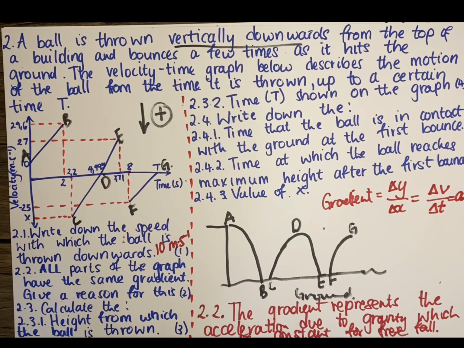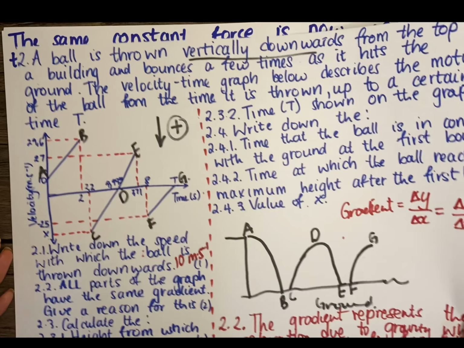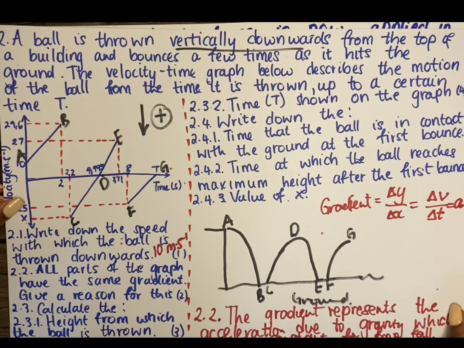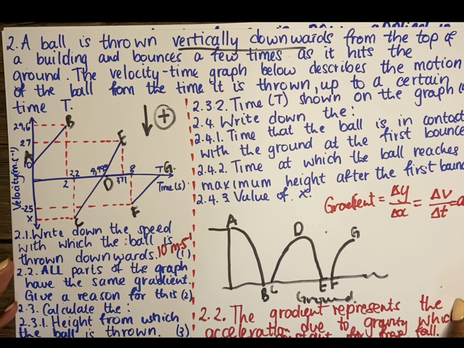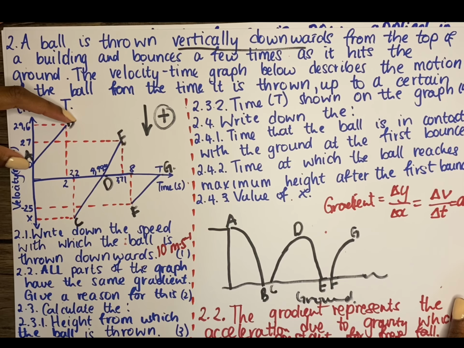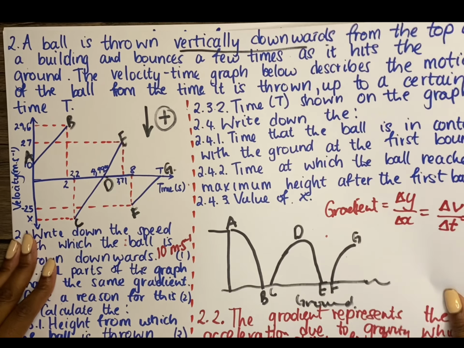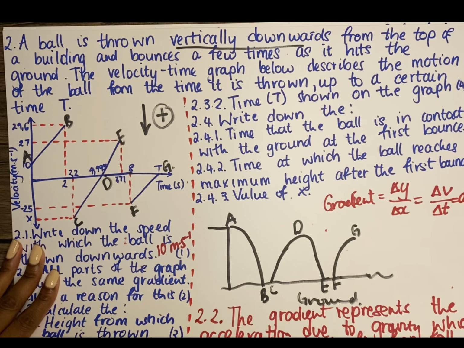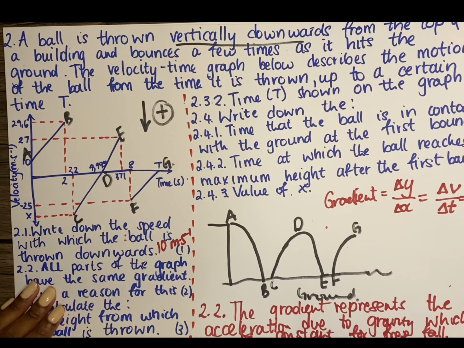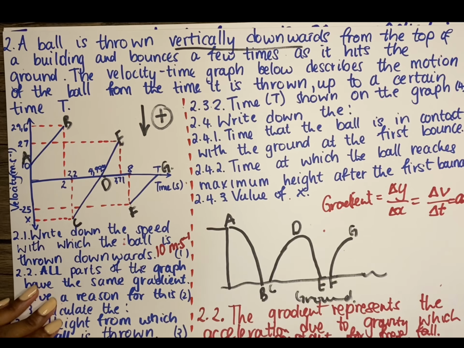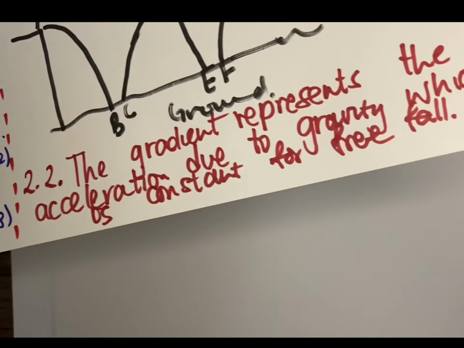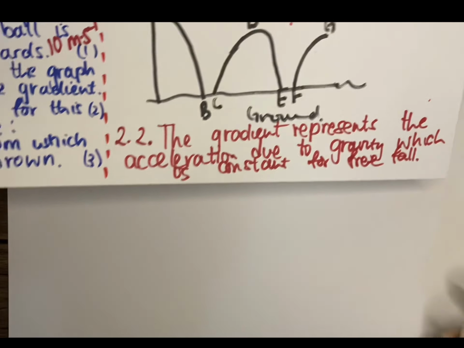And then the next question says, calculate the height from which the ball is thrown. So if you're looking at the height from which the ball is thrown, it means you're looking at section A to B, right? That's the section you're looking at. So you can gather the information from that section and use that to answer the following questions. Calculate the height from which the ball is thrown.